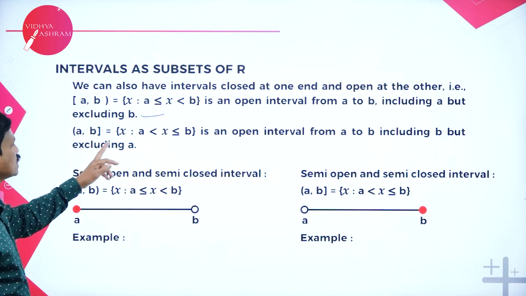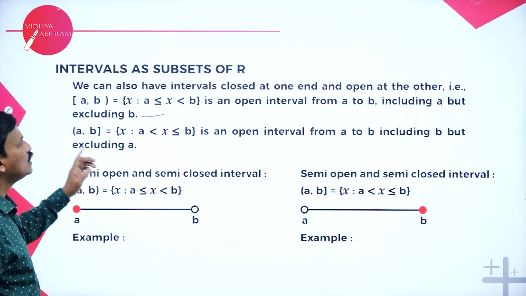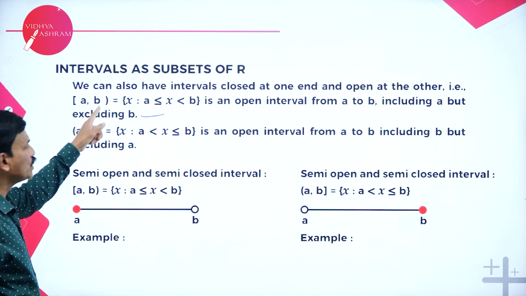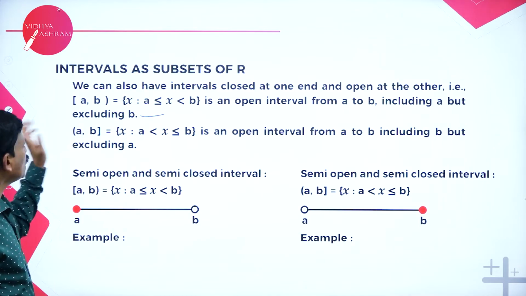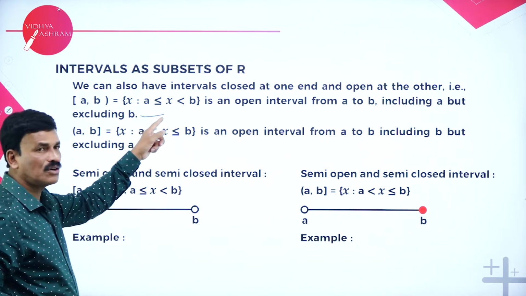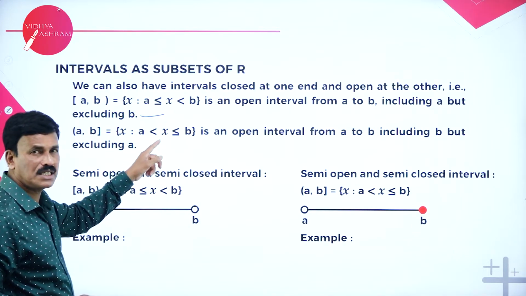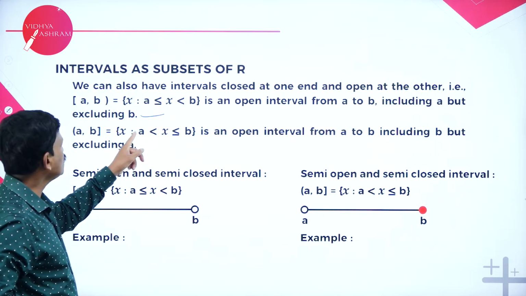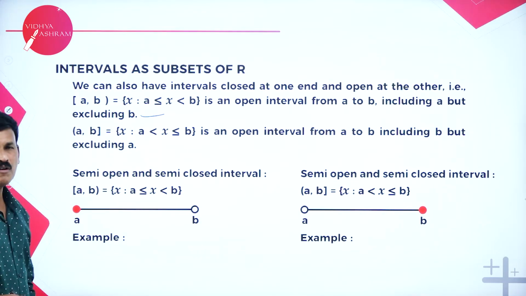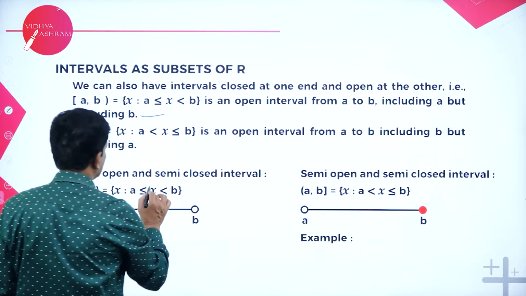Similarly, (a, b], x such that a < x ≤ b, is an interval from a to b including b but excluding a. So here a is included and b is excluded, whereas here a is excluded and b is included. The values of x which satisfy a ≤ x < b come under the first interval, and x with a < x ≤ b comes under the second. So this is called a half closed and half open, or half open and half closed interval. That is called a semi open and semi closed interval.